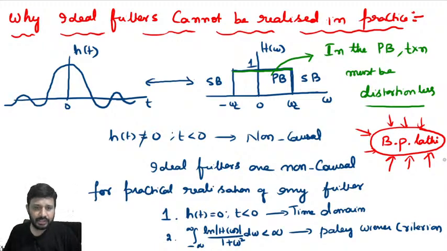So, in time domain, it must be causal, h of t must be 0 for t less than 0, and in frequency domain, Paley-Wiener criterion must be satisfied: the integral of ln of mod of h of omega by 1 plus omega square d omega must be less than infinite. If you want further information on the other types of filters, refer B.P. Lathi textbook. There you can find the entire information.